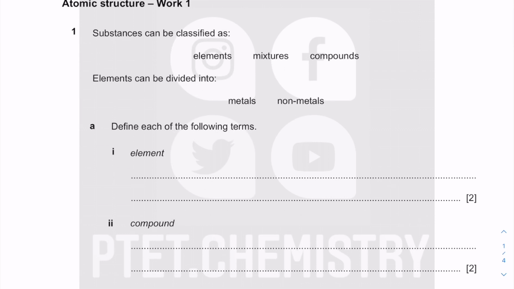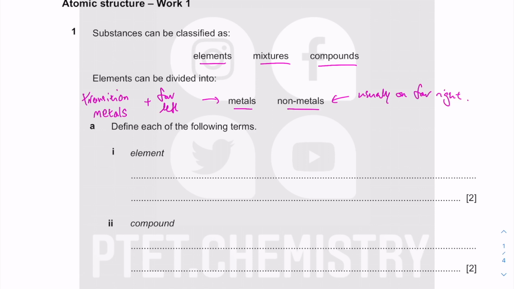So in this question, we have these terms that we have to classify a few substances: elements, compounds, and mixtures. And we know that elements can be further divided into metals and non-metals. These are elements that you can find in the periodic table, and the metals tend to be found on the far left of the periodic table. And of course you also have the transition metals, which, from the name itself, are transition elements, and they are all metals. The non-metals are usually on the far right of the periodic table. These are just generalizations, not necessarily true word for word. It's just a general idea.